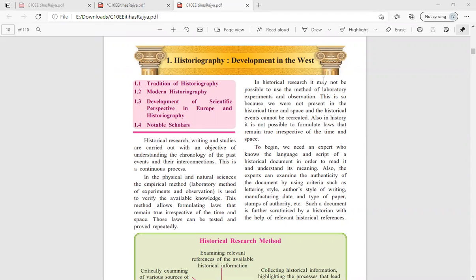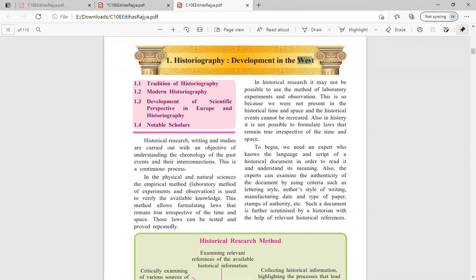Hello everyone. So in this chapter, today we'll discuss the question answers of chapter 1, historiography development in the West. ठीक है, अब हम लोग ने देखा historiography. What does historiography mean? It means research of history. के history को research करना and then उसके बारे में लिखना is known as historiography.